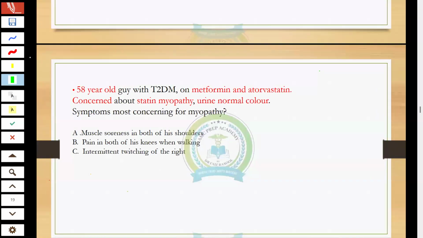Move to next question. A 58-year-old man with type 2 diabetes mellitus on metformin and atorvastatin, concerned about statin myopathy. Urine is a normal color. Which symptom is most concerning for myopathy? Option A, muscle soreness in both of his shoulders. Option B, pain in both of his knees when walking. Option C, intermittent twitching of the right leg. So what do you think, doctors?